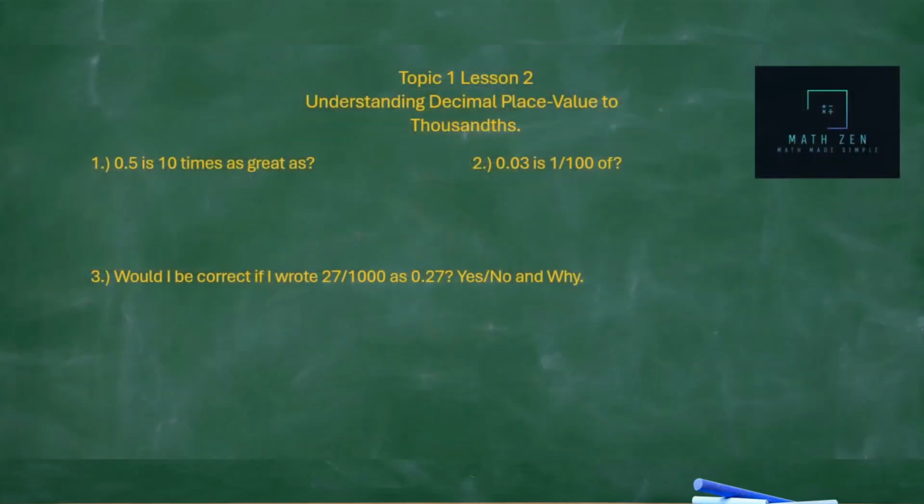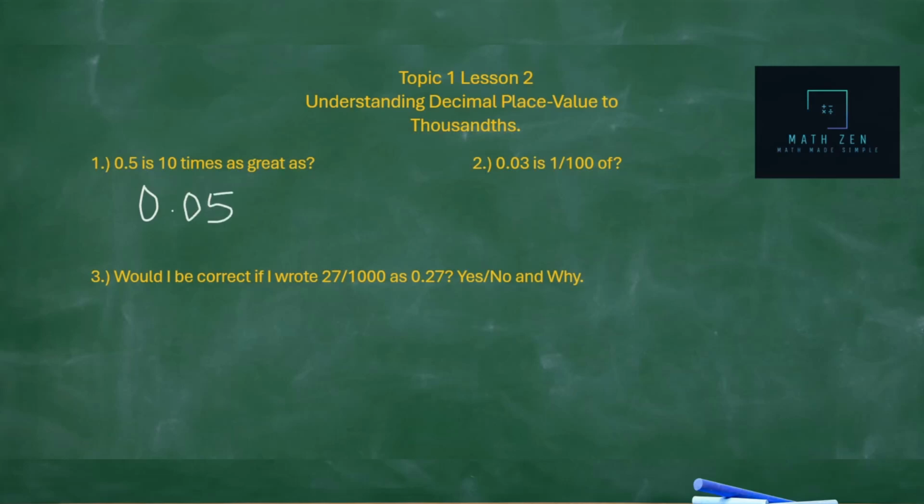All right, now that you've had enough time to solve these problems on your own, let's take a look and see how you did. Number 1 says that 5 tenths is 10 times as great as what number? Again, all you need to read this as is that 5 tenths is 10 times bigger than what number? Well, that number has to be 5 hundredths.